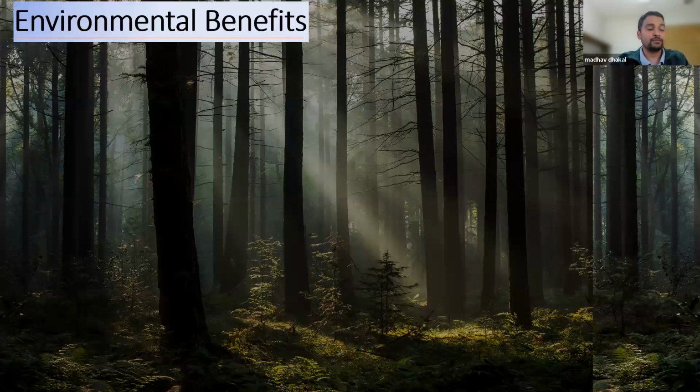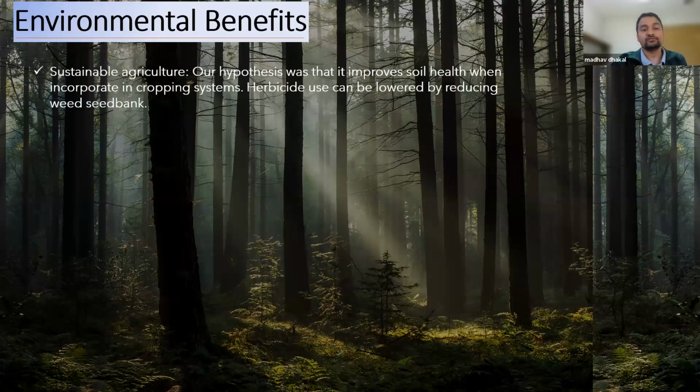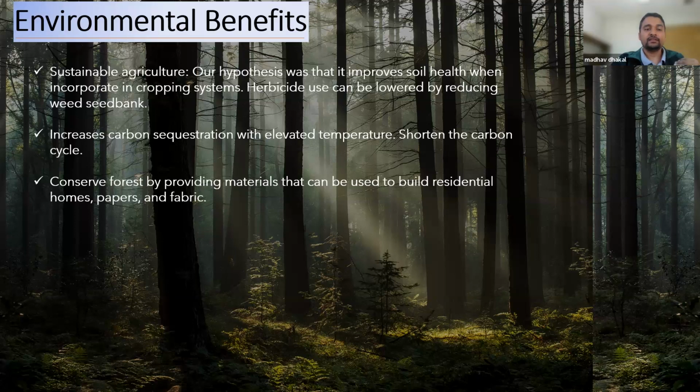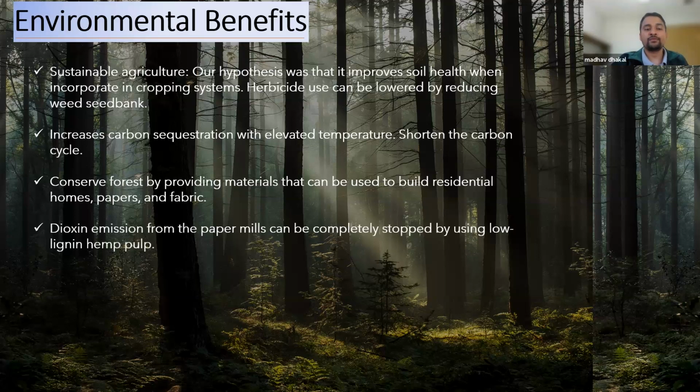Other environmental benefits are sustainable agriculture, because we're talking about organic hemp production, which improves soil health when incorporated in the cropping system. We are essentially reducing herbicide use by lowering the weed seed bank by using hemp, and it increases carbon sequestration with elevated temperature as well. It shortens the carbon cycle, because hemp biomass production occurs within a few weeks, which means the carbon cycle can be shortened.